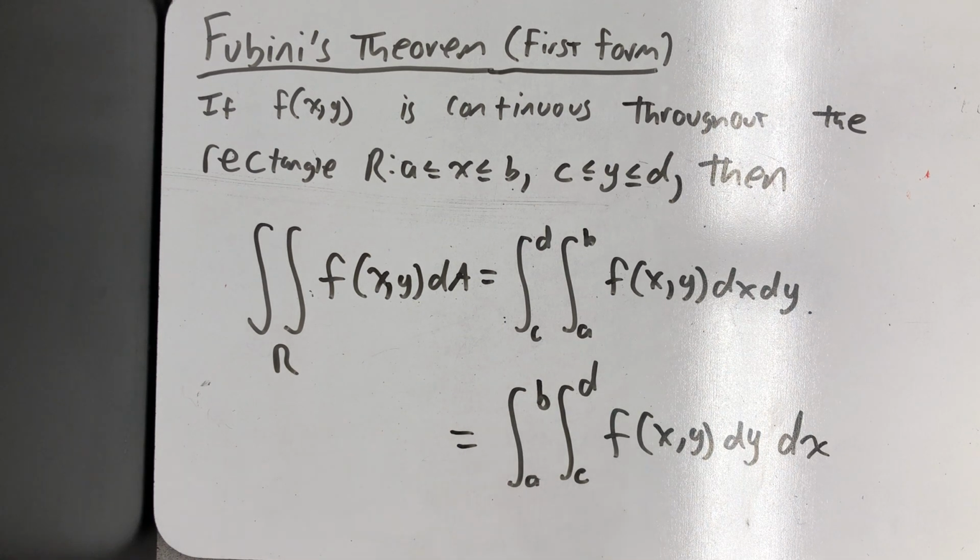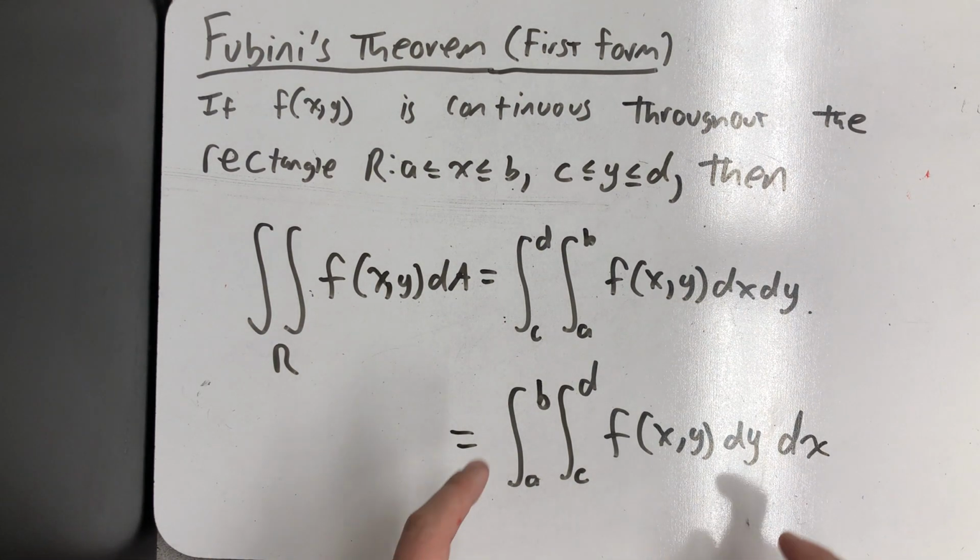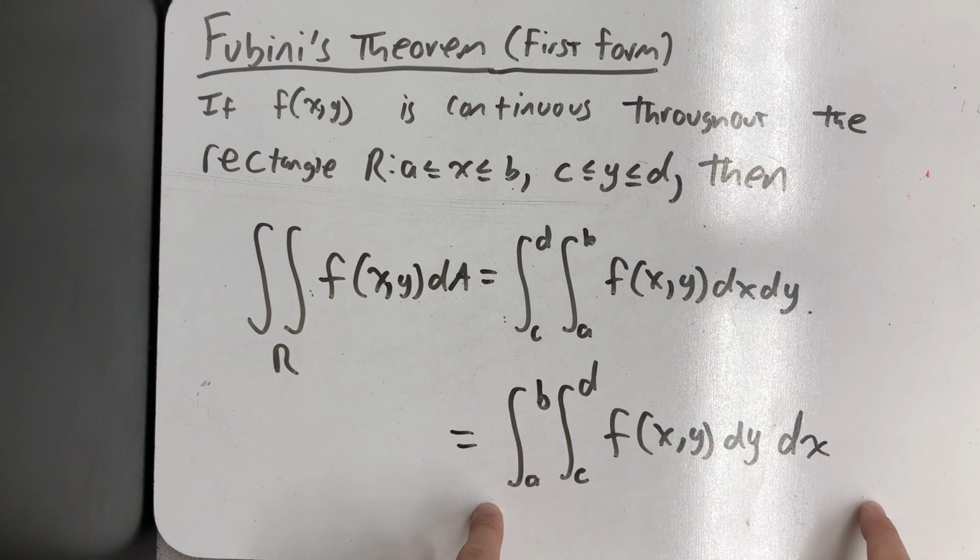Fubini's theorem in its first form relates the double integral and the iterated integral for continuous functions over rectangular regions. If f of x y is continuous throughout the rectangle R, where R is a is less than or equal to x is less than or equal to b, and c is less than or equal to y is less than or equal to d, then the double integral is equal to either iterated integral.